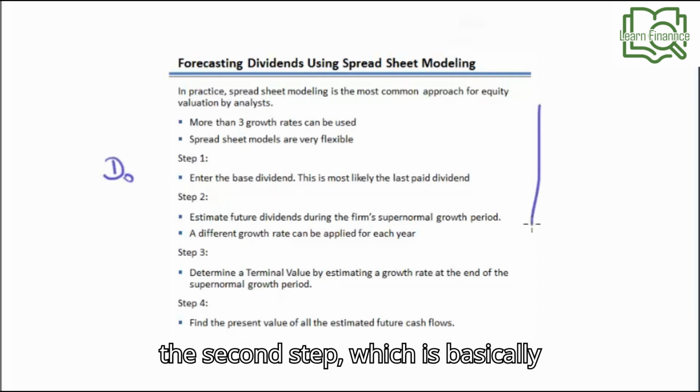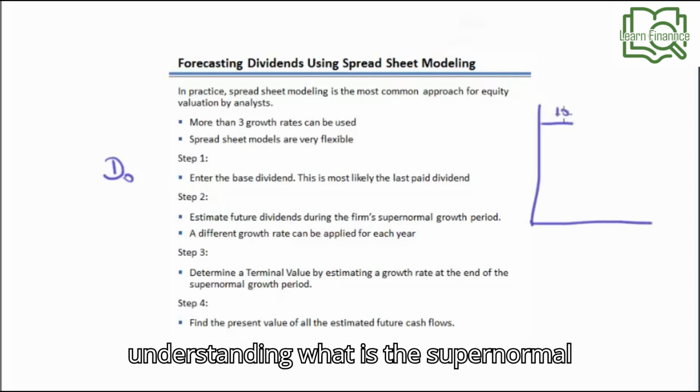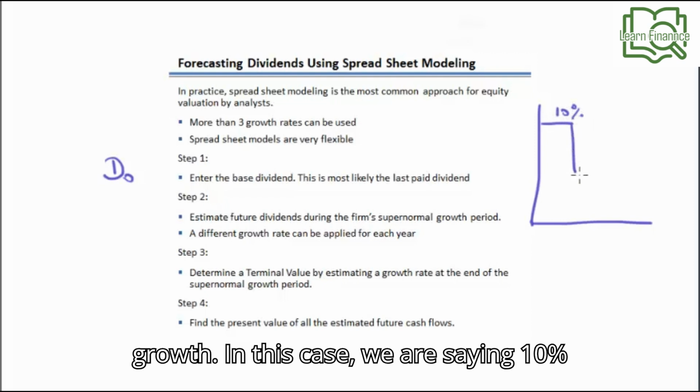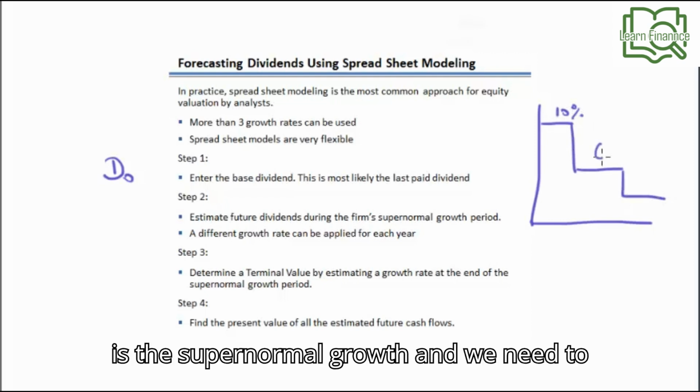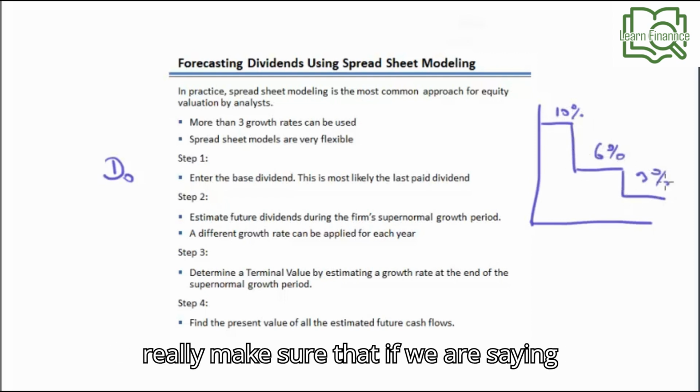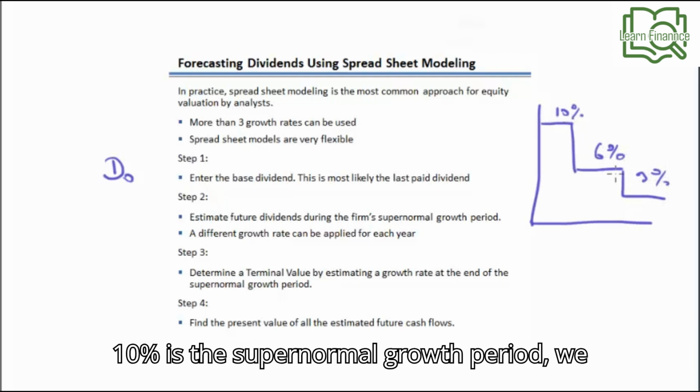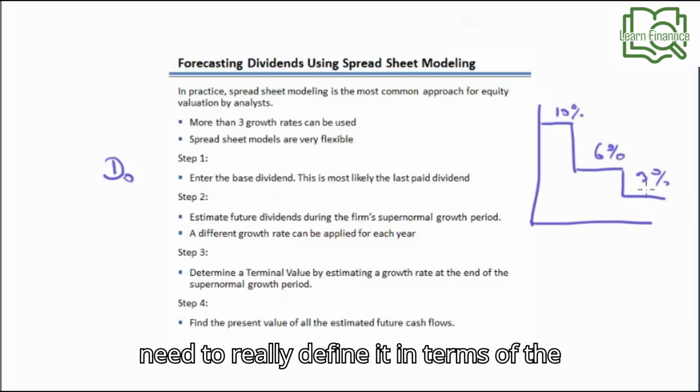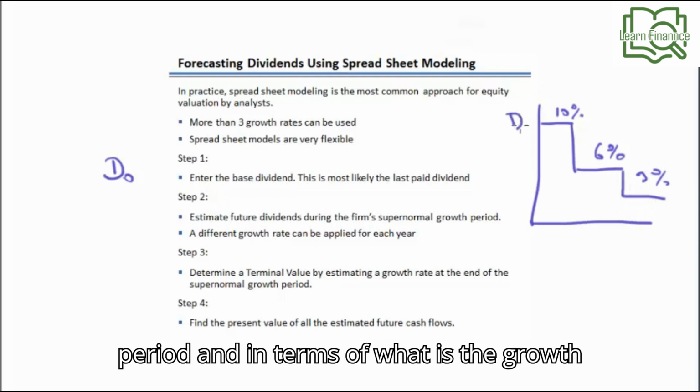Then we move to the second step, which is basically understanding what is the supernormal growth period. In this case, we are saying 10% is the supernormal growth. And we need to really make sure that if we are saying 10% is the supernormal growth period, we need to define it in terms of the period and in terms of what is the growth rate during this.